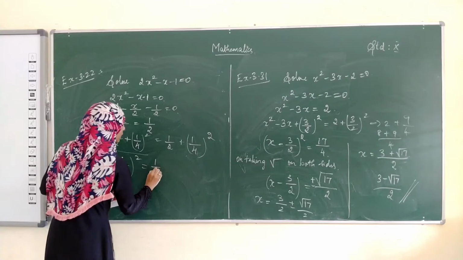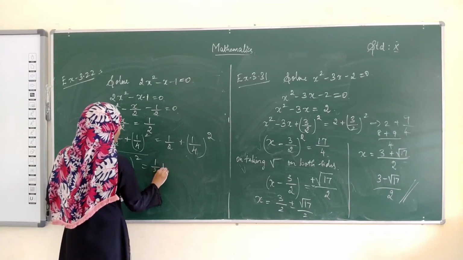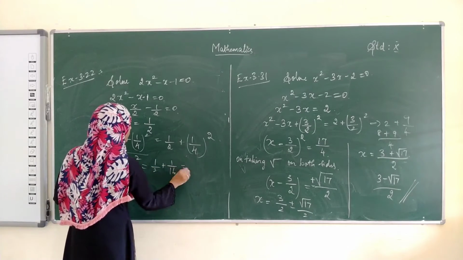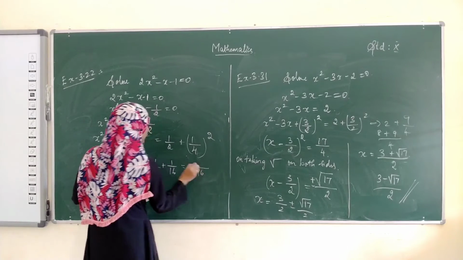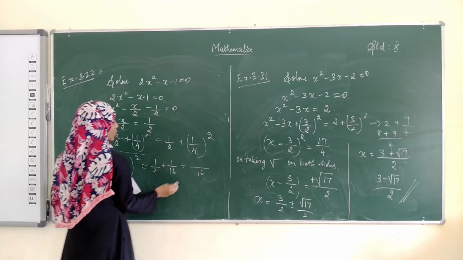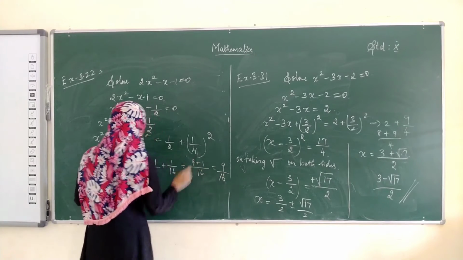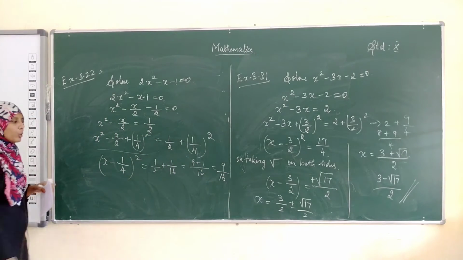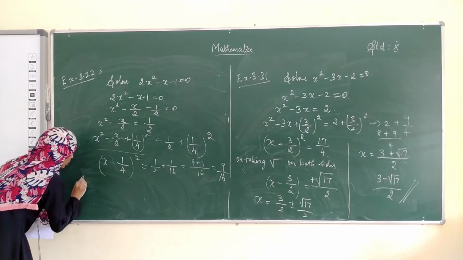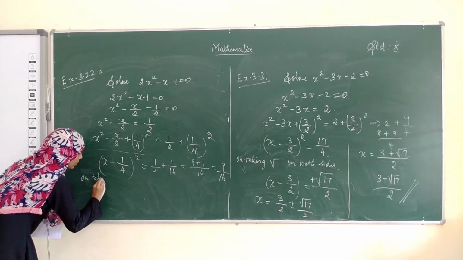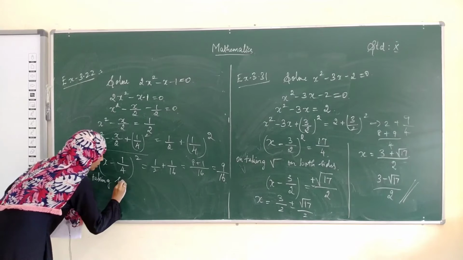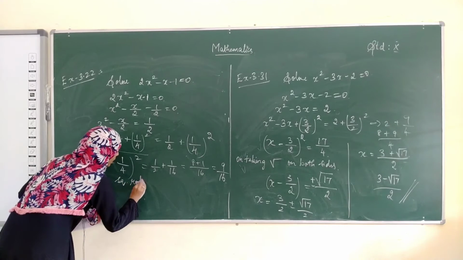Equal to, solve this, 1 by 2 plus 1 by 16, which is equal to, taking 16 as LCM, 8 plus 1, equal to 9 divided by 16. So what we have to do? We have to take the square root on both sides.